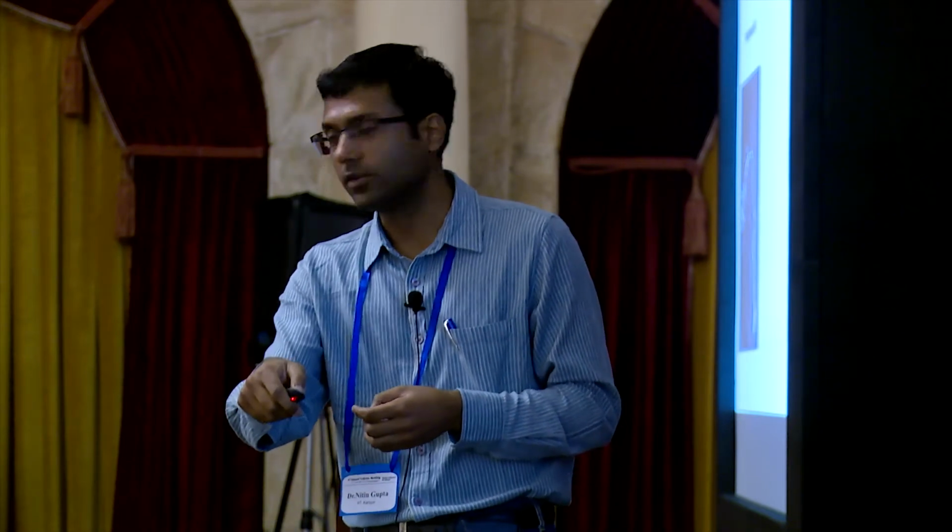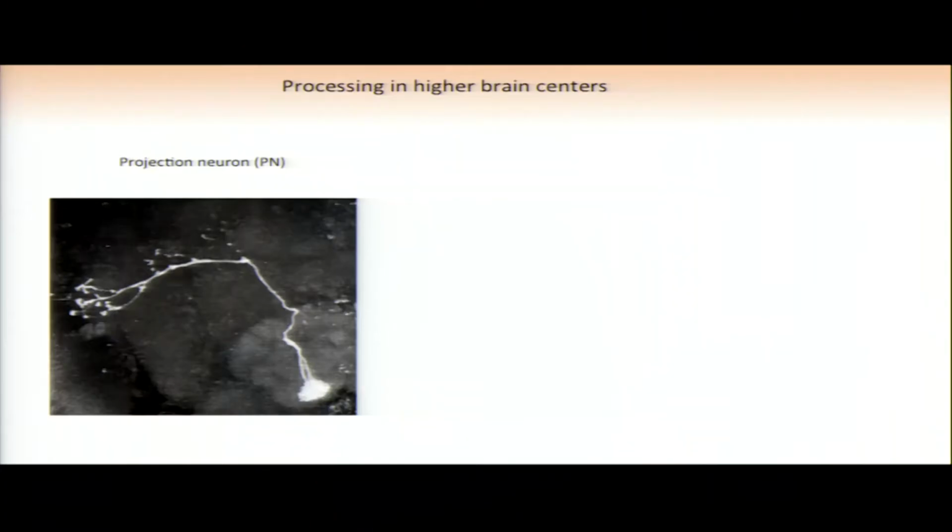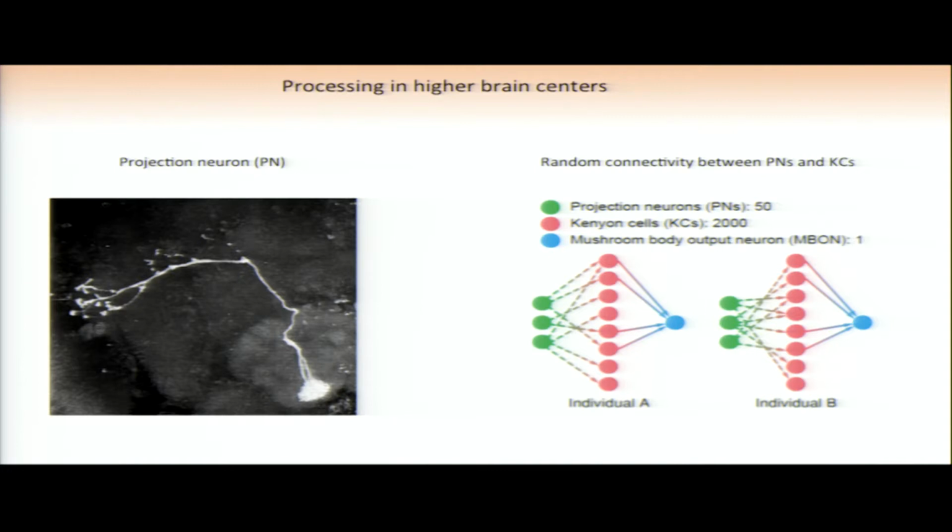Now another interesting thing is that if we look at these projection neurons, they go to the mushroom body and the lateral horn and the higher brain centers. And interestingly, it is known in many other insects that the connections between projection neurons and the mushroom body neurons are stochastic. So if I look at the connections in one individual mosquito versus another mosquito, they would be different.